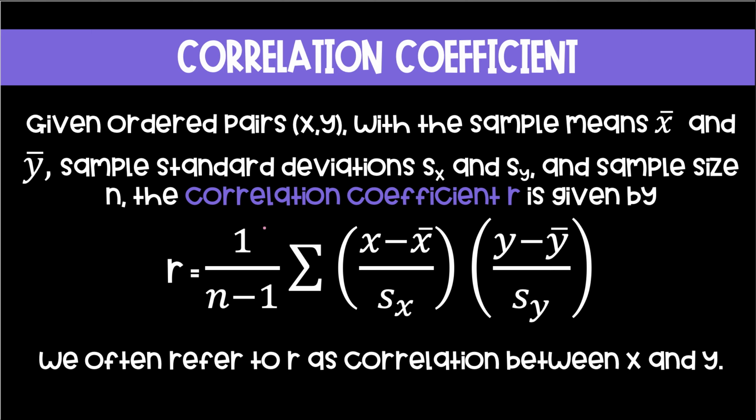We're going to multiply 1 divided by 1 less than the sample count times the sum of the product of these two computations. We're going to subtract from each of our values the sample mean and divide by the standard deviation for the x, and then also for the y, subtract the sample mean for the y, divide by the sample standard deviation for the y, for each of your values. And you're going to multiply them.